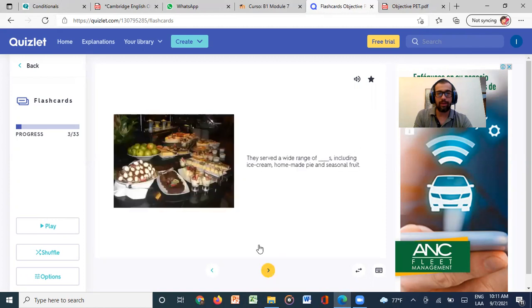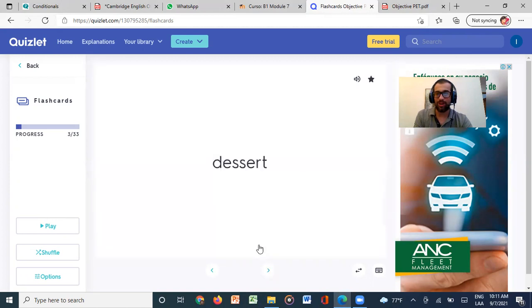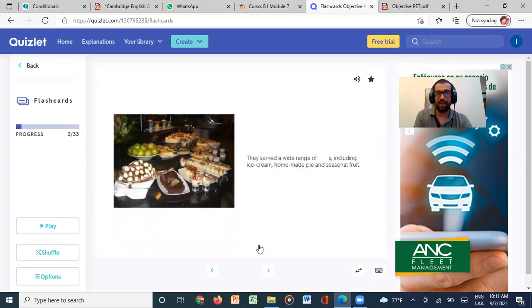Let's go with number three. Number three, it's dessert. Well, they serve a wide range of desserts, including ice cream, homemade pie, and seasonal fruit. So dessert is the sweet part, right, in a restaurant, or you can be in a house also where you want to eat something sweet, then you ask for a dessert.